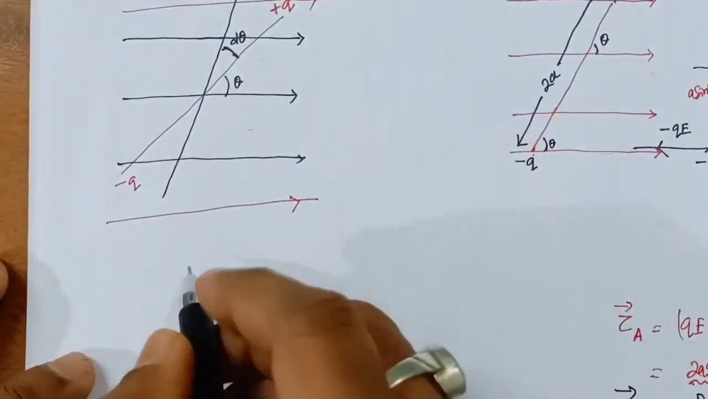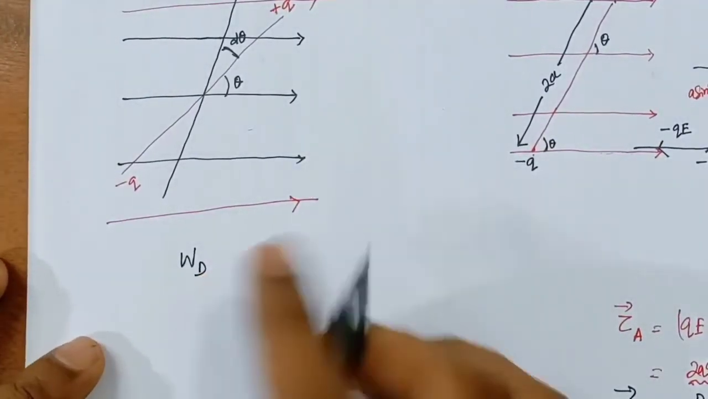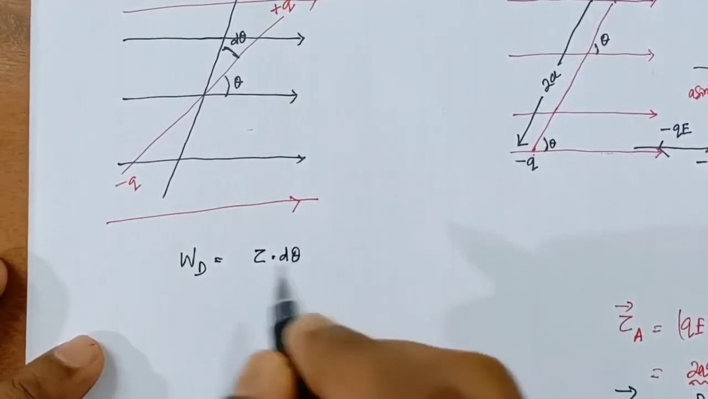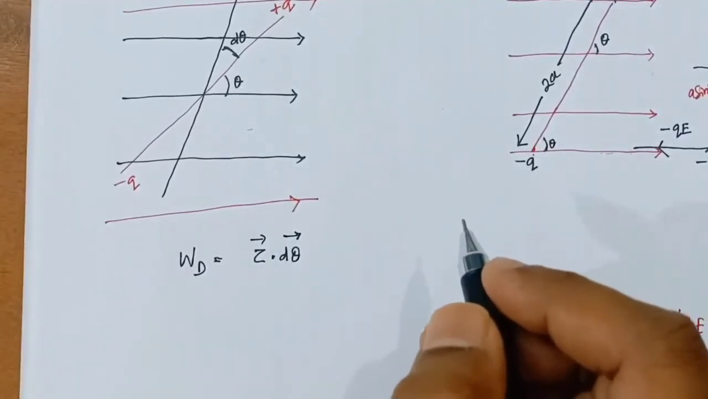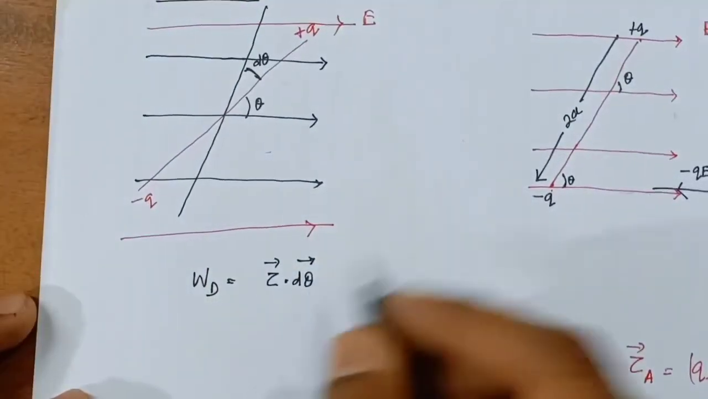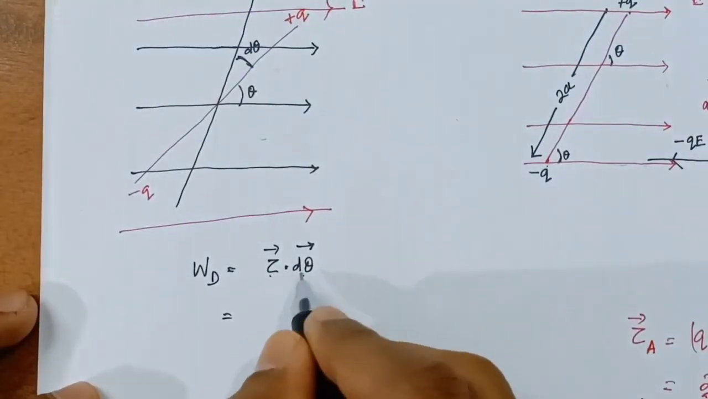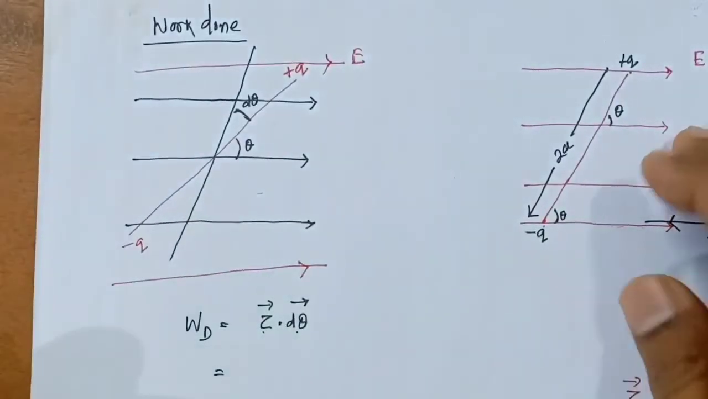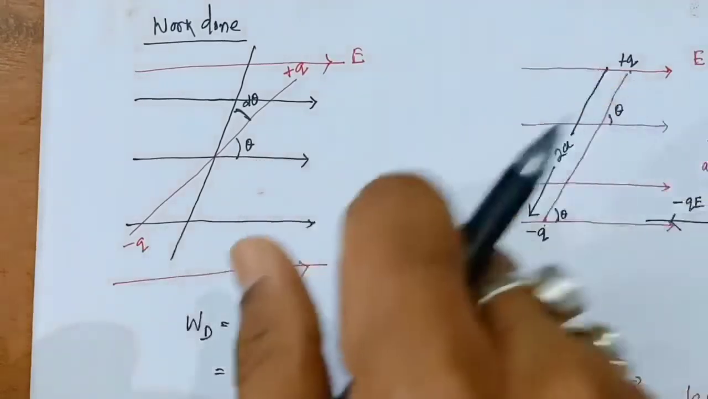If I go for the work done due to the electrostatic force, this is nothing but tau d theta, because the definition of work done is force dot displacement. Here angular displacement d theta has been done, so work done equals tau d theta. What is the angle between tau and d theta? The torque direction is like this. It means a clockwise torque will be generated.